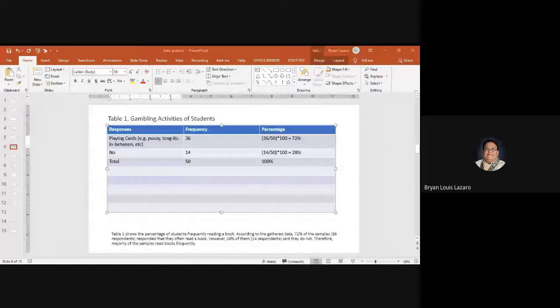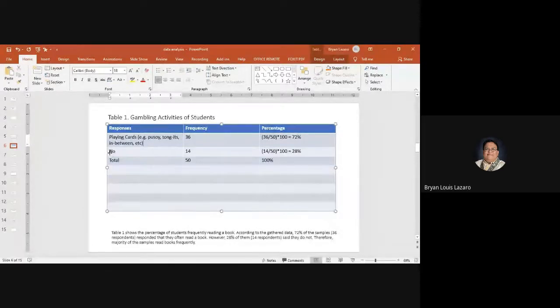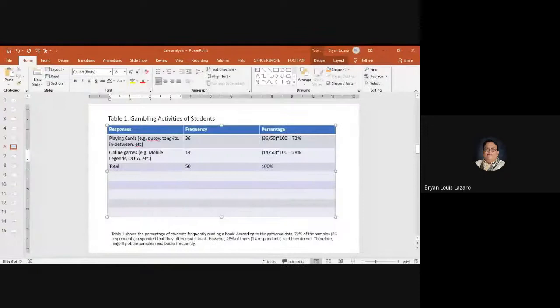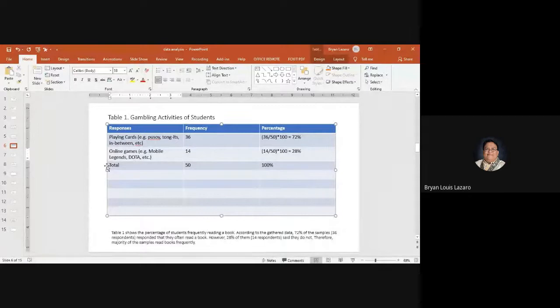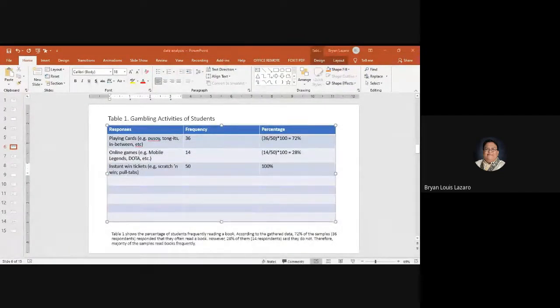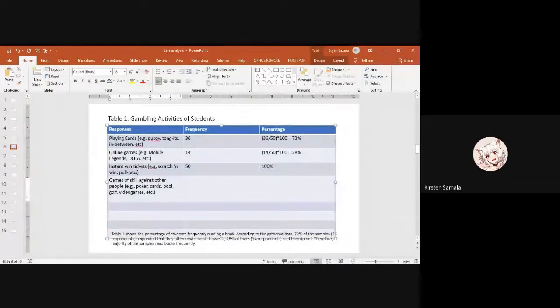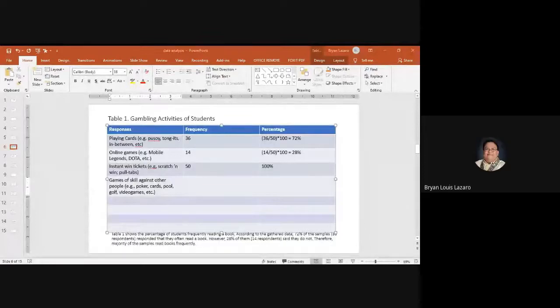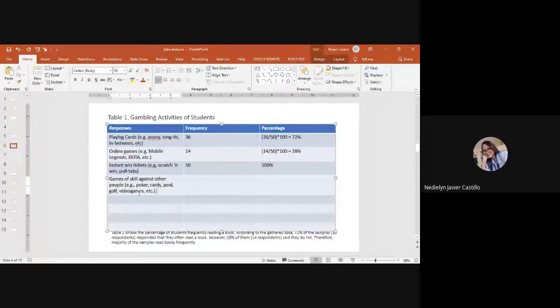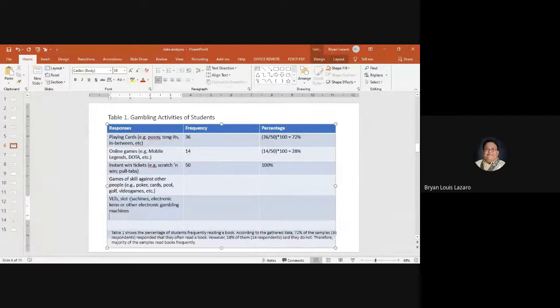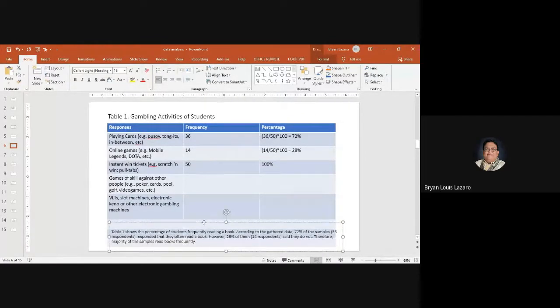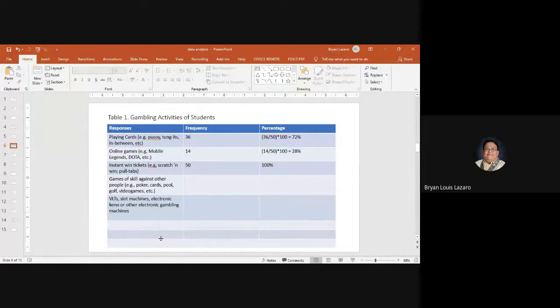Ayan, playing cards. Online games. Di ba kasi minsan nagbe-bet kayo sa mga ganyan? May mga bets kayo. Minsan nagpupustahan kayo sa mga online games? Tama ba ako? Opo, sir, yung iba po. Nakikita ko kasi sa mga internet shop dati eh. Minsan cellphone, no? Halimbawa yan lang. Example lang naman.